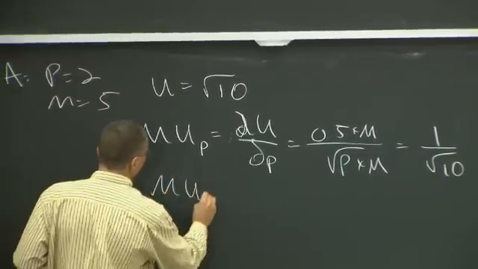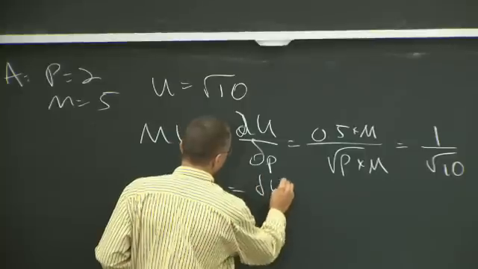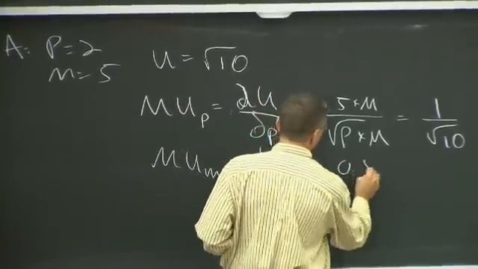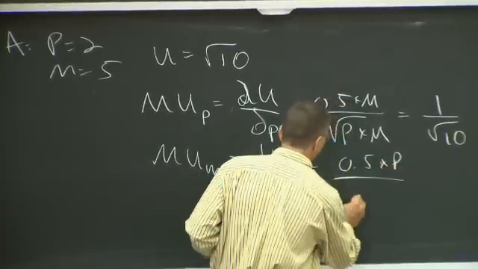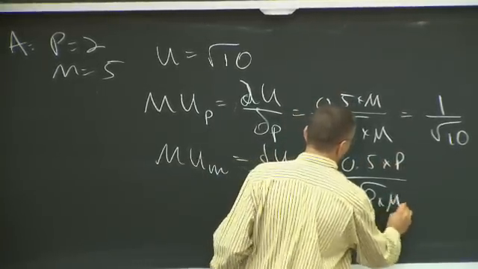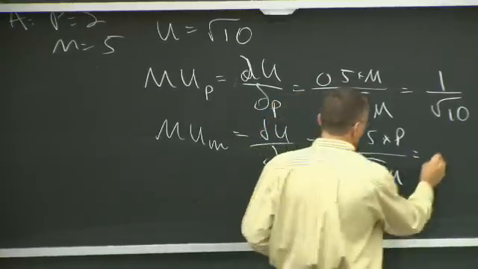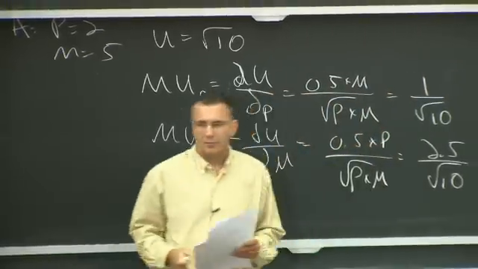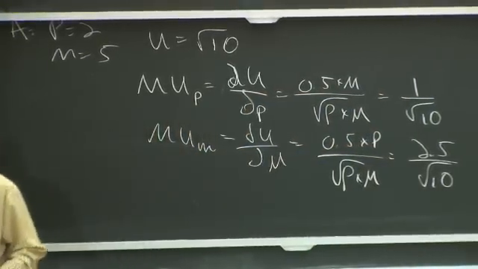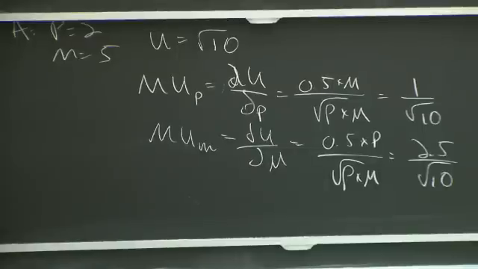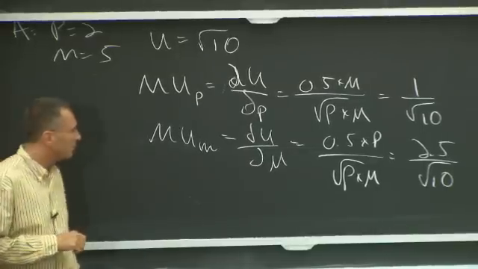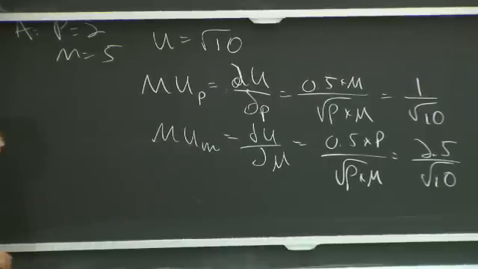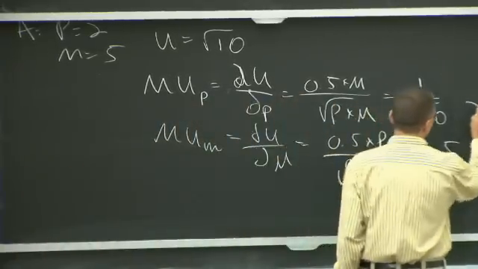Your marginal utility of movies is going to be du dm, which is going to be 0.5 times p over square root of p times m, which is going to be 2.5 over square root of 10. Okay? So the marginal rate of substitution between these two is 2.5. The marginal rate of substitution, 2.5.